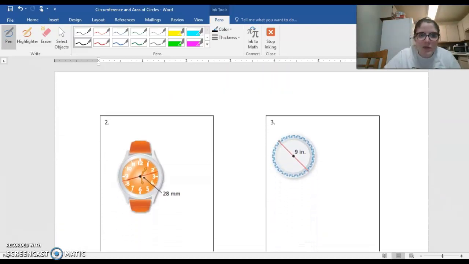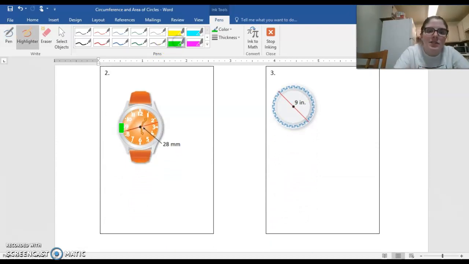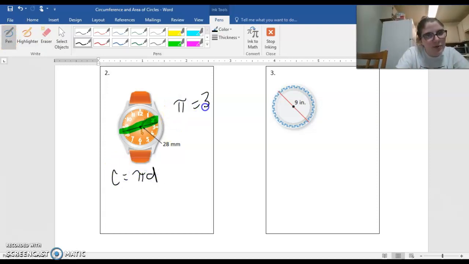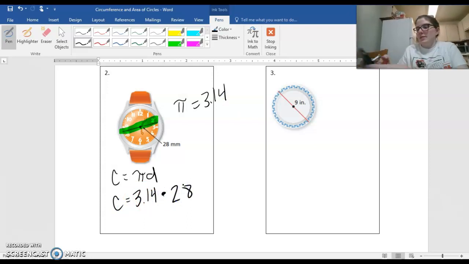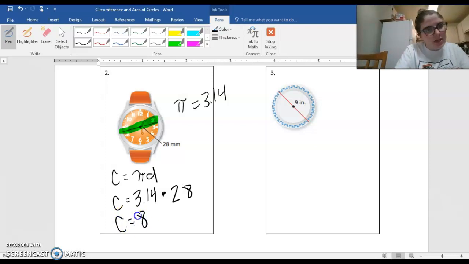On the next one, they give us the diameter, because if you notice, it goes all the way through. So I'm going to use the formula circumference equals pi times diameter. Again, pi equals 3.14. So the circumference equals 3.14 times the diameter, which is 28. So I'm going to take 3.14 times 28. That gives me 87.92. So the circumference equals 87.92 millimeters.